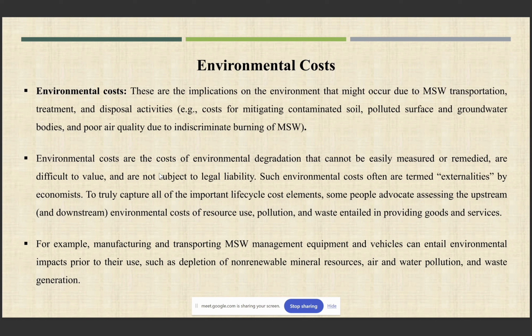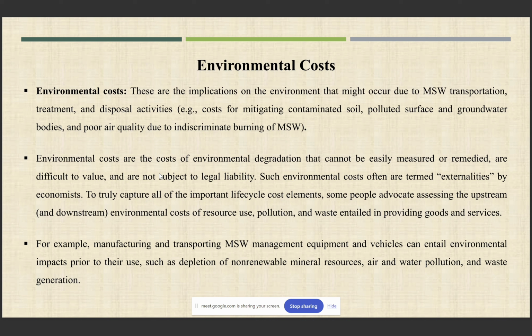Next is environmental cost. The damage to environment is very difficult to quantify. Like there are a lot of services which are done by our environment. Like there are bees and other insects that help in the pollination, but to quantify how much amount of money is saved by pollination by these bees and all is very difficult. So the environment cost is very difficult to quantify.